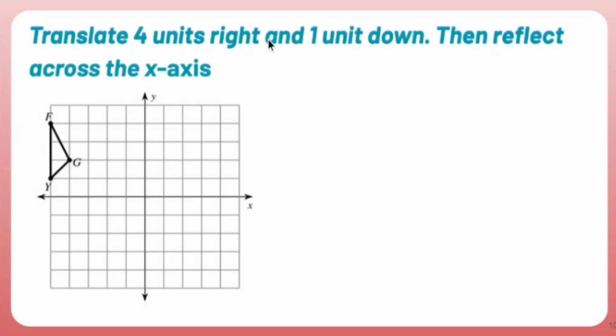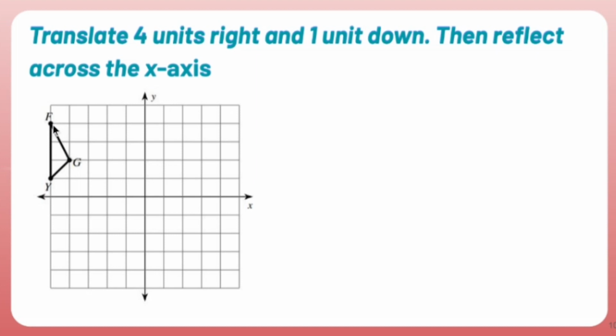Translate 4 units right and 1 unit down, then reflect across the x-axis. All right, let's translate it first. Let's write out our points and then reflect it and write out our points again. I'm supposed to go 4 to the right and 1 unit down. So let's go 1 point at a time.